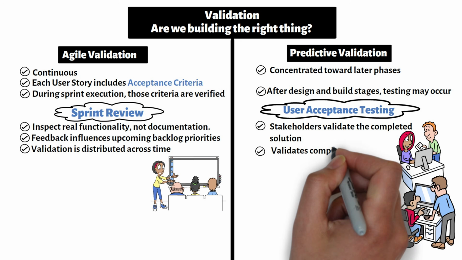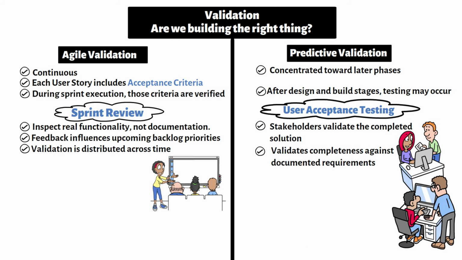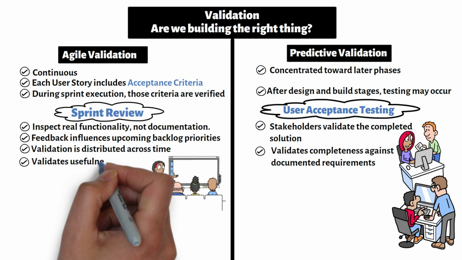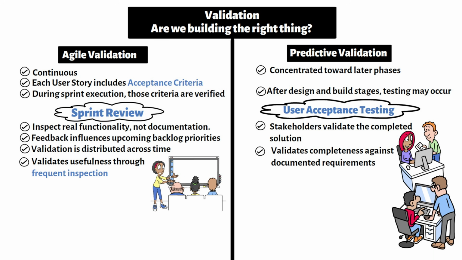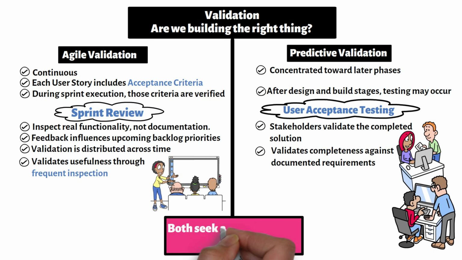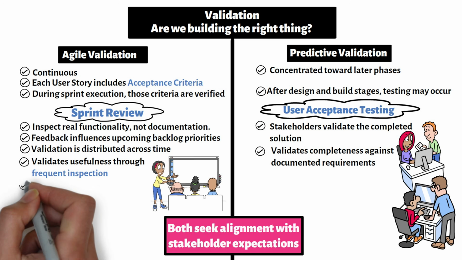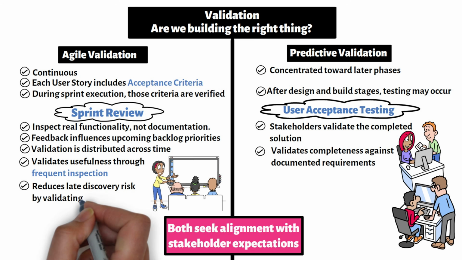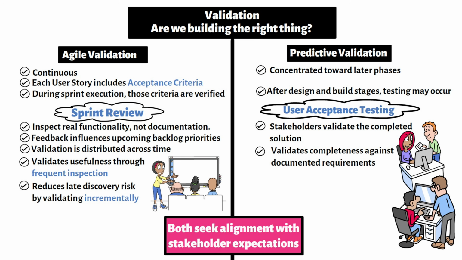Predictive validates completeness against documented requirements. Agile validates usefulness through frequent inspection. Both seek alignment with stakeholder expectations. Agile reduces the risk of late discovery by validating incrementally.